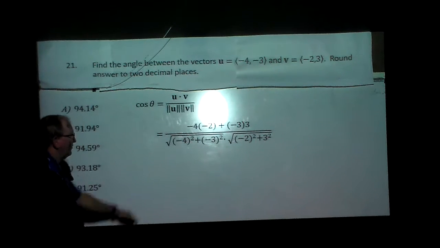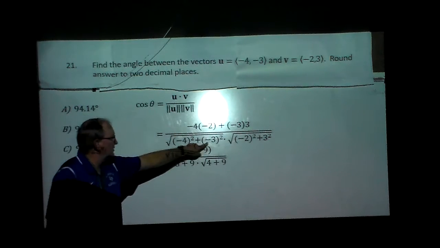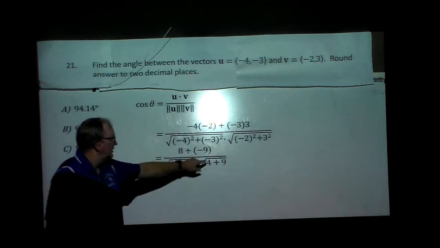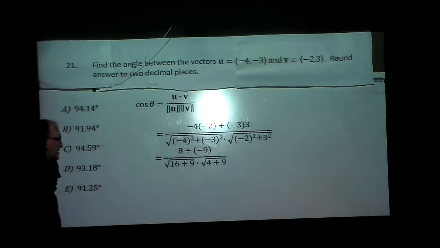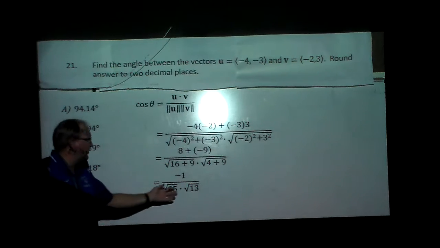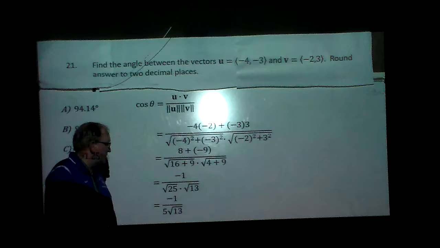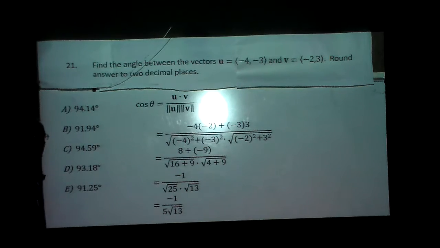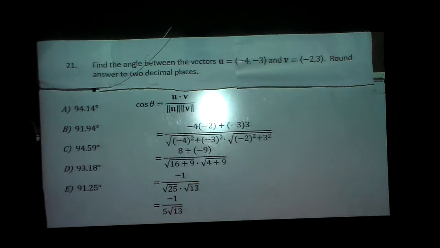So that's going to be 8, -9, 16. 3 squared is 9, 2 squared is 4, 9, so we get 17. Here I'm going to have 25 and 13. 8 plus -9 is -1. Square root of 25 is 5. Now, technically I think about rationalizing this, but I don't really have to do all this.